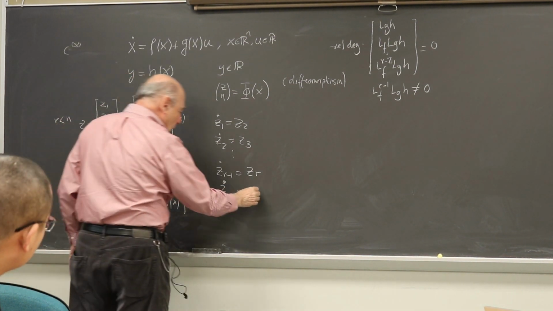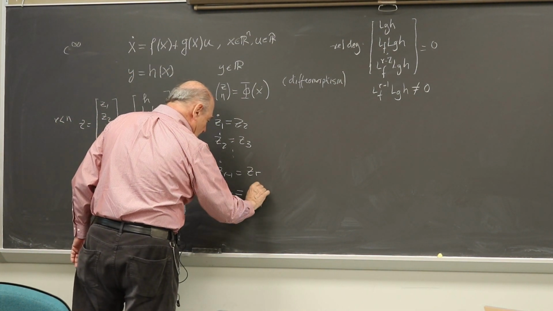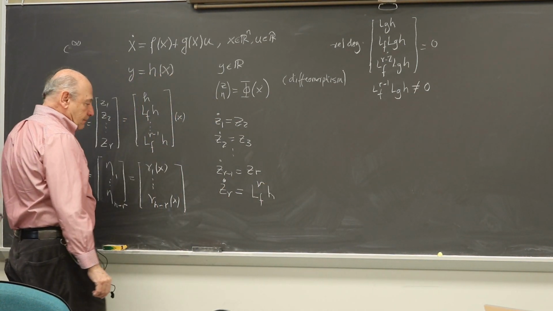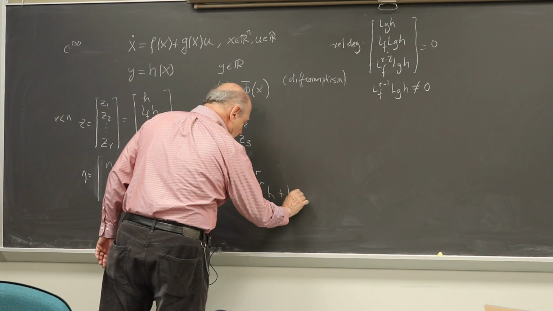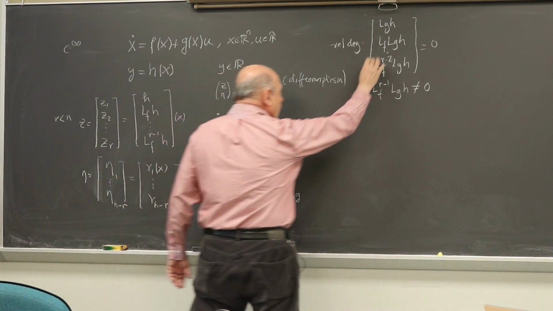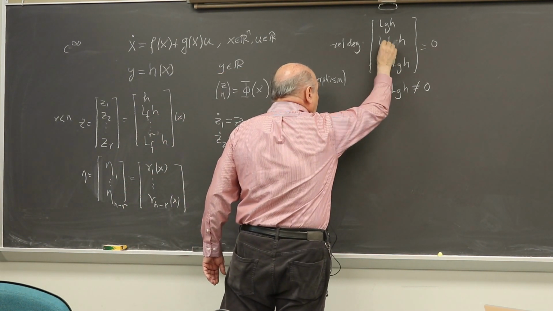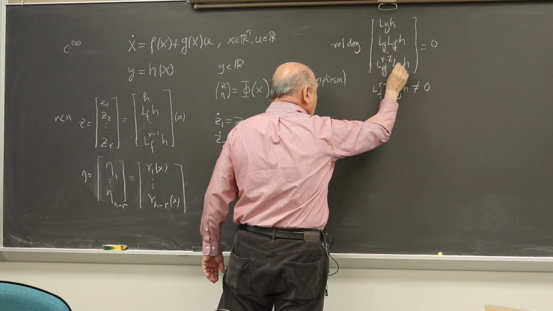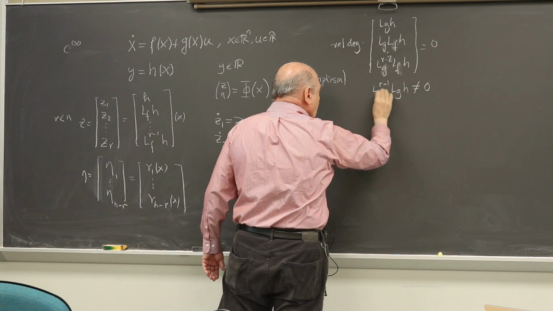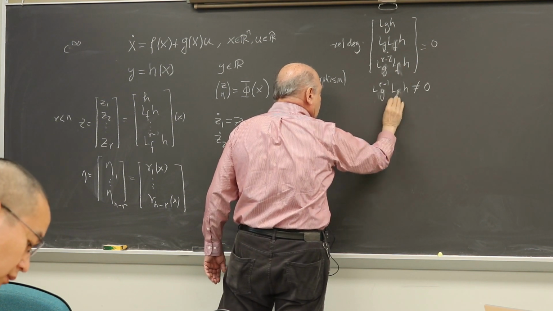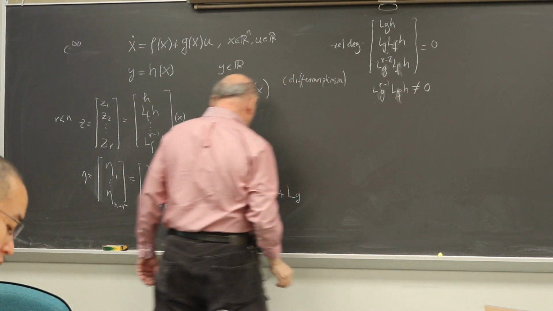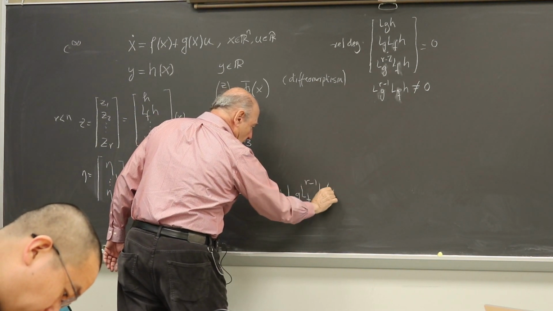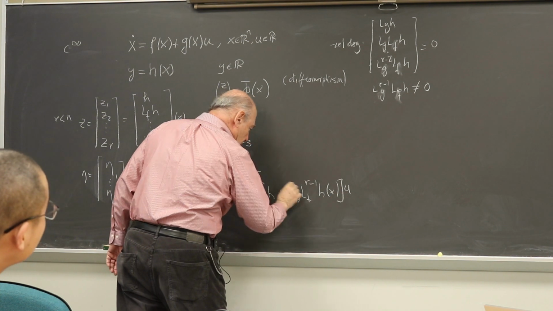When we take one more derivative, we will have the next Lie bracket Lf^r of h plus Lg... I'm sorry, I made a mistake here. It's LgLf. It's LgLf. Sorry for that. LgLf^(r-1) of h of x times u.